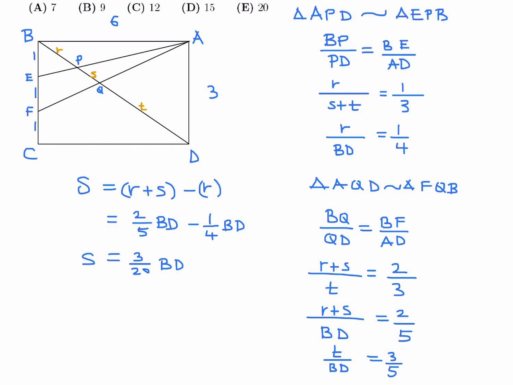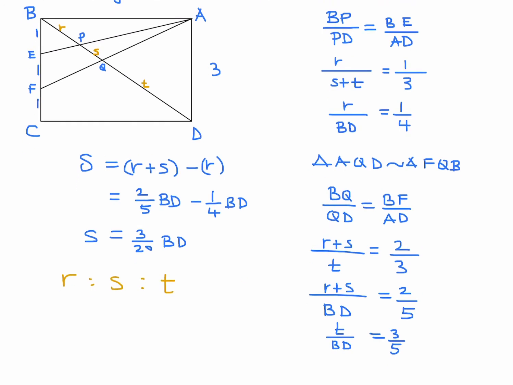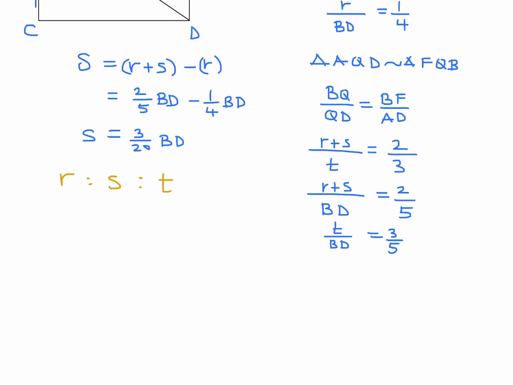All right, so we are pretty much almost done with the question. Our ratio, R to S to T, therefore would be, R is going to be, according to this guy here, BD times 1/4. And then S is 3 over 20 BD. And T, according to this guy, is 3 over 5 times BD.